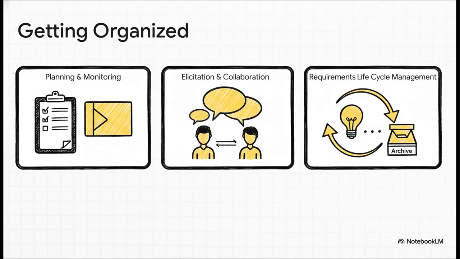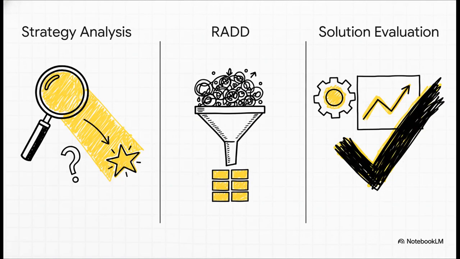The first 3 are all about getting organized and gathering your materials. So, planning and monitoring is basically creating your game plan. Elicitation and collaboration, that's the art of talking to people and getting the info you need. And requirements lifecycle management is all about keeping track of that information from the second it's just an idea all the way until it's delivered. The next 3, well, these are the core analytical engines. Strategy analysis is where you dig deep to understand the real need. Then you've got requirements analysis and design definition. We often just call it RAD. And that's where you turn all that raw info into concrete plans and designs. And finally, solution evaluation asks the most important question of all. Did it work? Did we actually deliver the value we said we would?